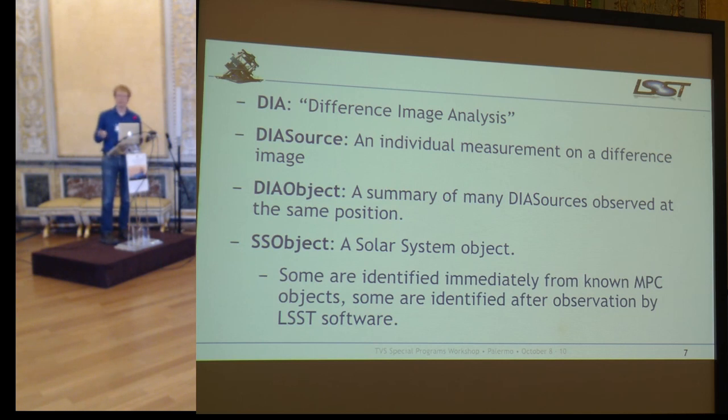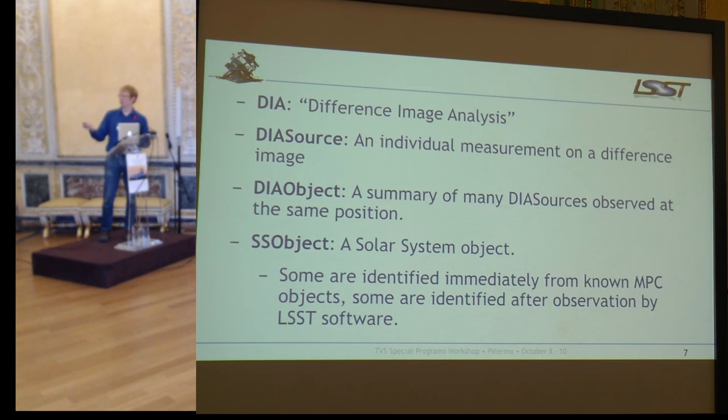So if you see DIA, that gets prefixed before a lot of tables. That stands for difference image analysis. That usually means that the data or that the measurements are made on a difference image. They're not made on a static image that's just a picture of the sky. So we talk about a DIA source. That's a source that's measured on a particular difference image.